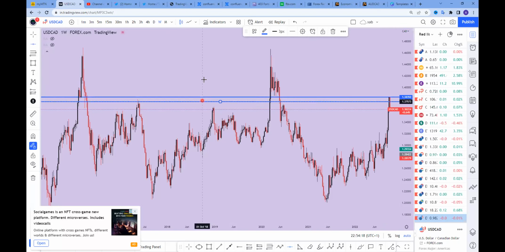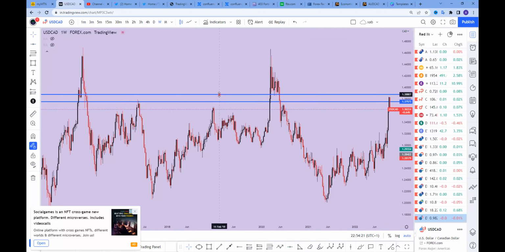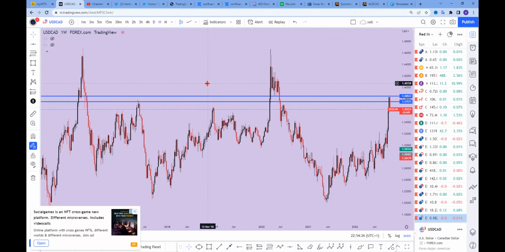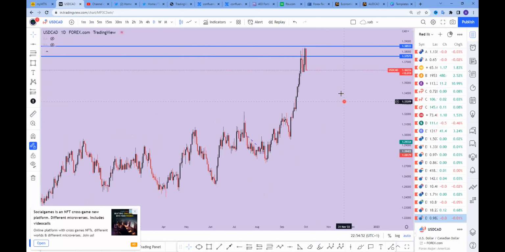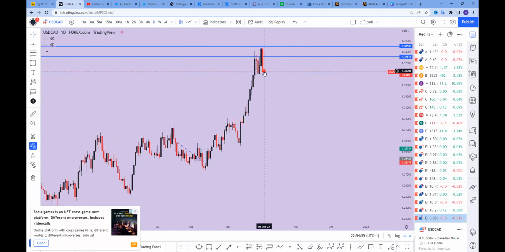And to make life easier for you, you can also make this a zone. You can make it a zone like this. You can see that when I drew it as a single line, price didn't touch it at some point. You all saw that, right? So that's why I have made it a zone. And right now, what is USD CAD doing? Entering the zone. It's already reacting to the zone.